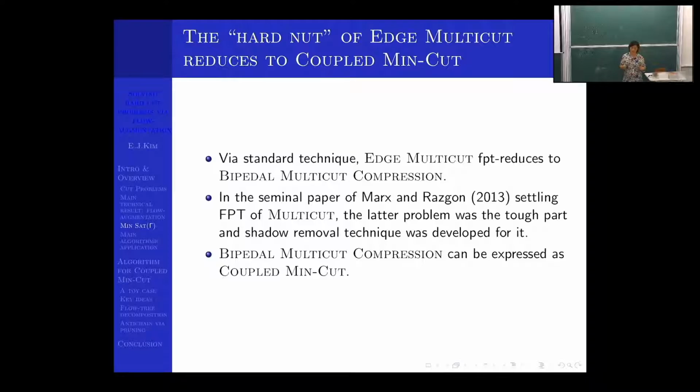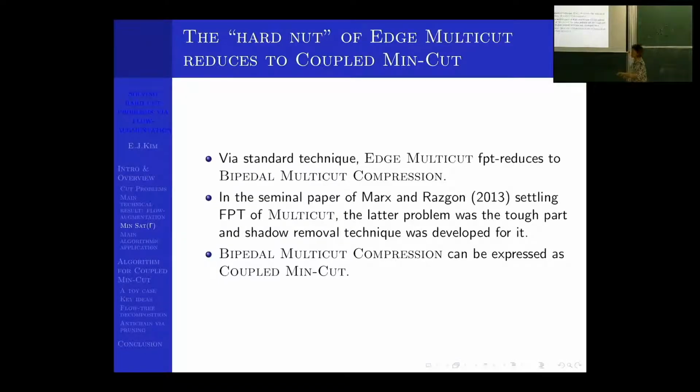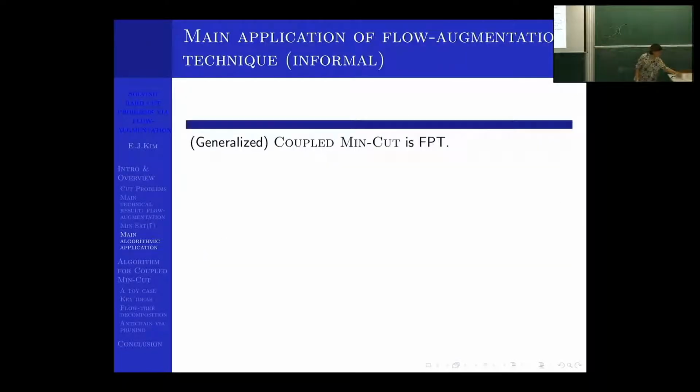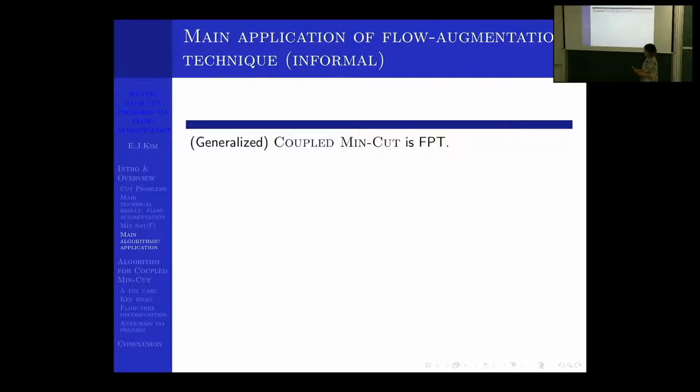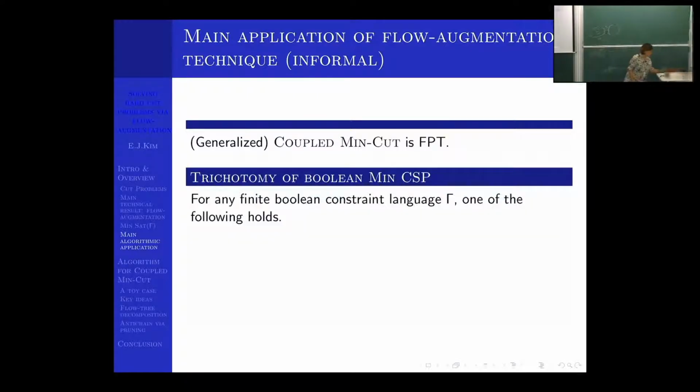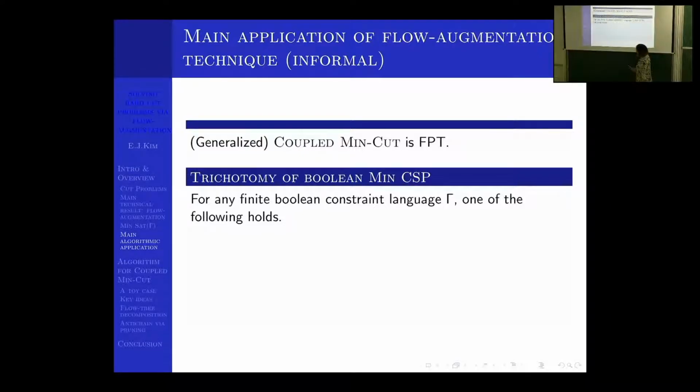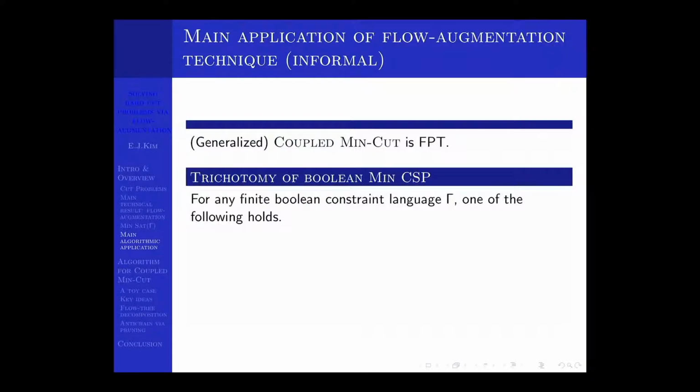So this means that if you can have an FPT algorithm for coupled min cut, then you can solve the really hard part of the multi-cut problem. So that's exactly what we do. We resolve that coupled min cut is FPT, and actually some generalization of it. I will not describe what this generalization means. And also, for Boolean finite constraint languages gamma, we established a trichotomy of this problem.